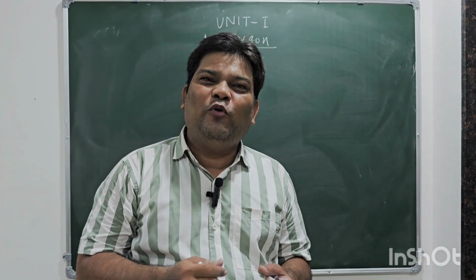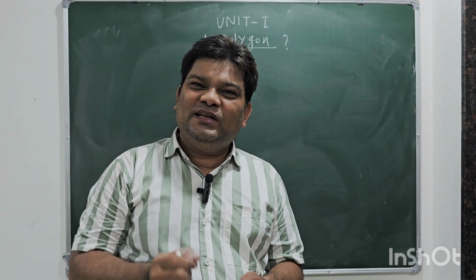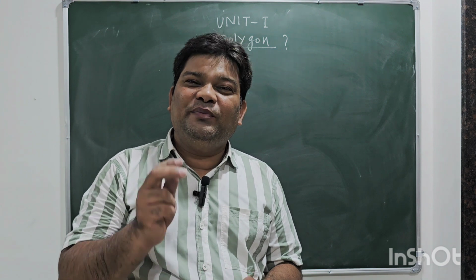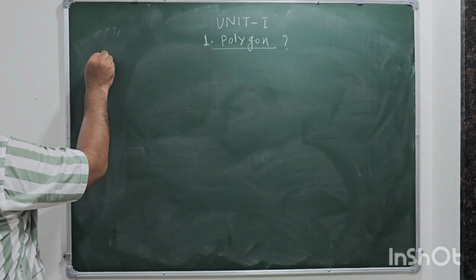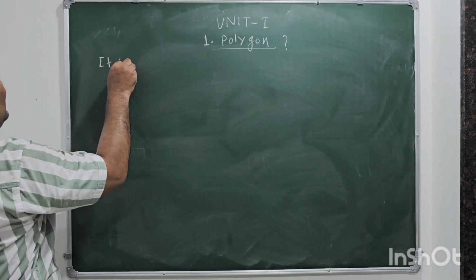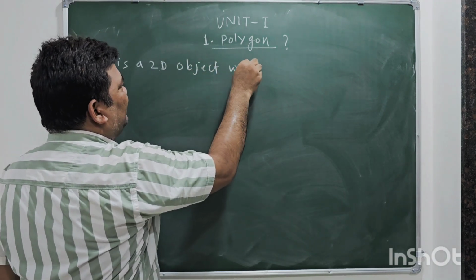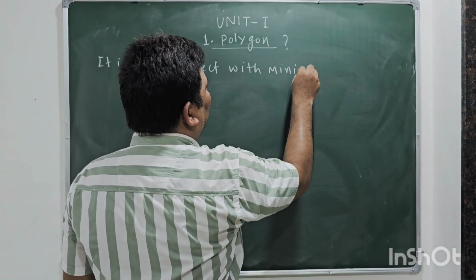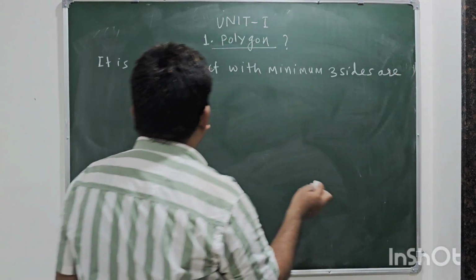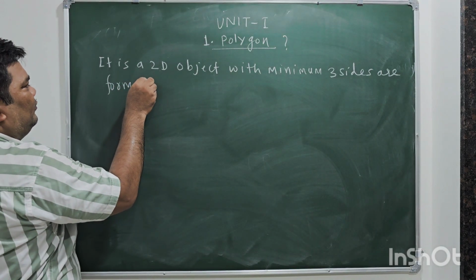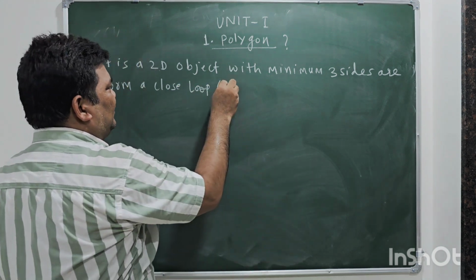What do you understand by the word polygon? So polygon essentially is a two-dimensional object with minimum 3 lines which forms a closed loop. So the definition of the polygon is: it is a two-dimensional object with minimum 3 sides and forms a closed loop. It means they should join each other.